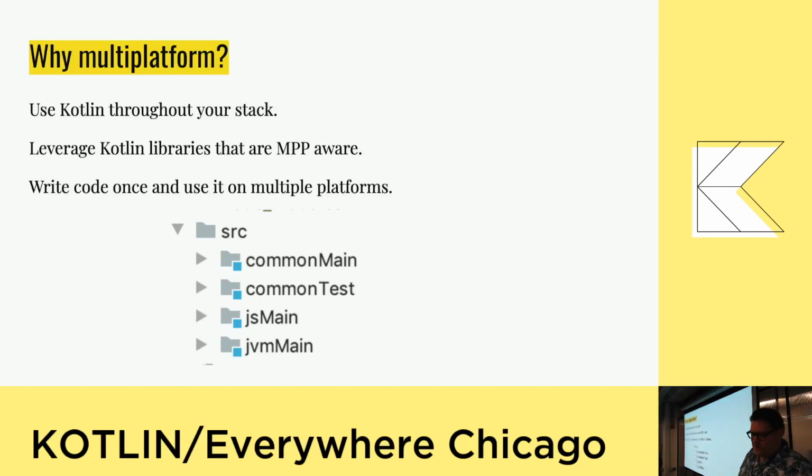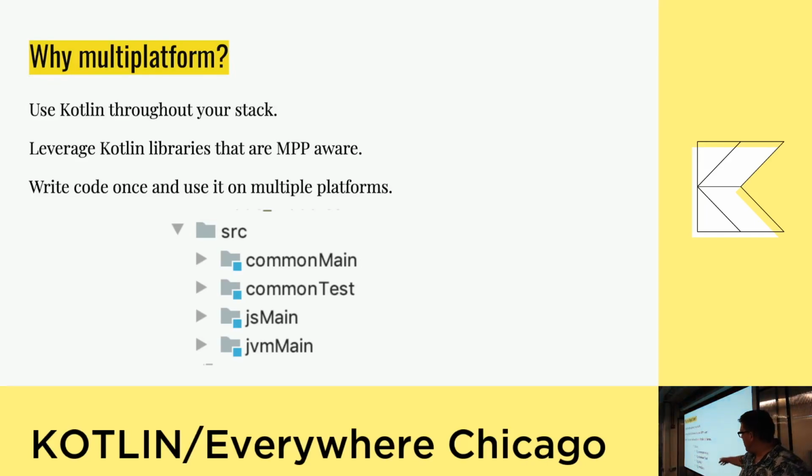So the way that this works is we have different source roots, as you can see. Platform-specific code goes into a source root with the name of the target, such as JVM main or JS main. And common source code goes into a common source root, common main or common test.